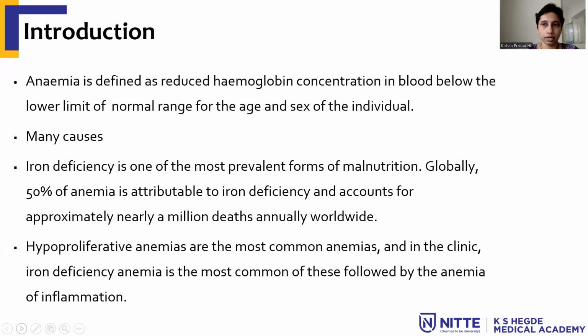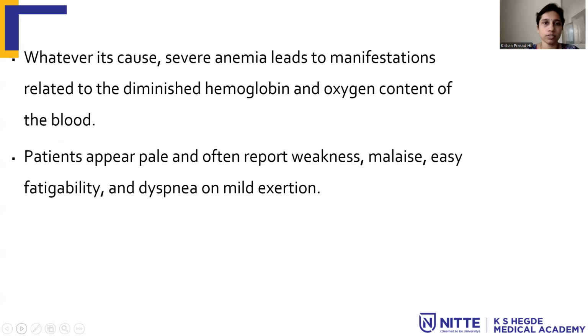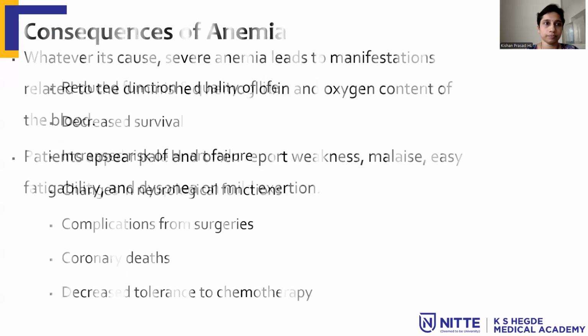Among all types of anemia, hypoproliferative anemias are the most common. In day-to-day practice, iron deficiency anemia is the most common of these, followed by anemia of inflammation. Whatever its cause, severe anemia leads to manifestations related to diminished hemoglobin, leading to decreased oxygen content in the blood. On examination, patients appear pale and report weakness, easy fatigability, and dyspnea on mild exertion.